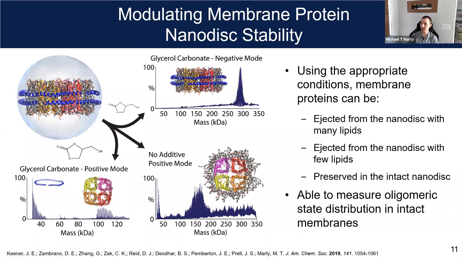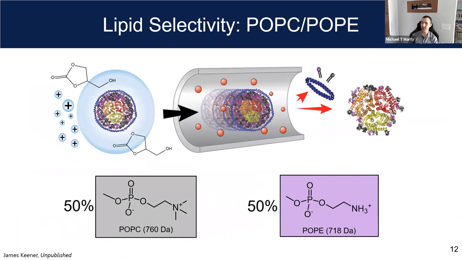And the cool thing is that we can actually tell what the oligomeric state distribution of the protein is inside the intact nanodisc without having to break it apart. And we're going to see towards the end of the talk where that's really cool, and how we've been able to study drug binding in this way, which I think is super exciting. But first, I want to talk about this idea of looking at lipid specificity.